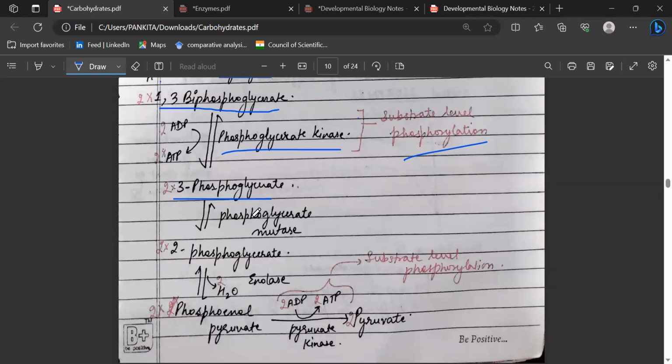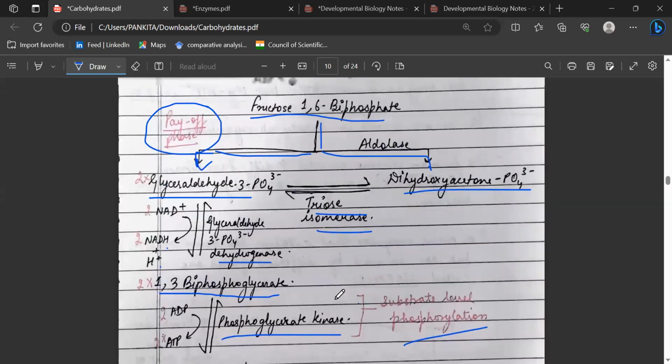Then 3-phosphoglycerate is converted to 2-phosphoglycerate in the presence of the phosphoglycerate mutase enzyme. Then 2-phosphoglycerate in the presence of enolase, by removal of one H2O, is converted into phosphoenolpyruvate, which further by the action of the pyruvate kinase enzyme is converted into pyruvate. This enzyme, pyruvate kinase, is also involved in substrate level phosphorylation. At the end of the step, one ATP is again produced.